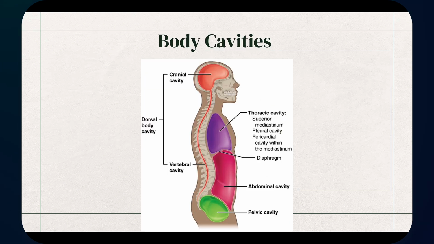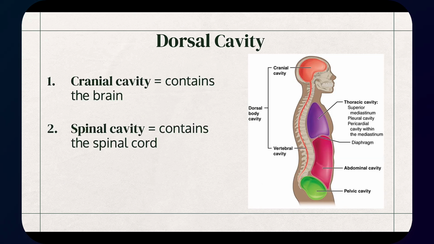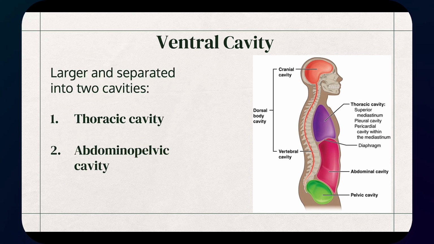Now we'll talk about body cavities. Body cavities are spaces within the body that contain vital organs. The dorsal cavity is one long continuous cavity that's located on the back of the body, and it's divided into two sections. The cranial cavity, which contains the brain, and the spinal or vertebral cavity that contains the spinal cord. The ventral cavity is larger, and it's separated into two distinct cavities by a dome-shaped muscle called the diaphragm, which is important for breathing. The two cavities are the thoracic cavity and the abdominopelvic cavity.